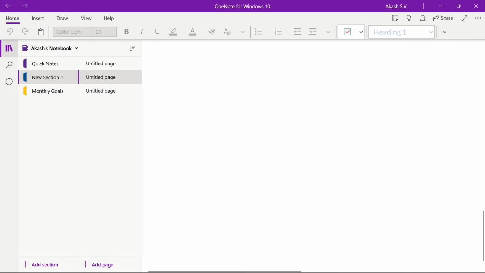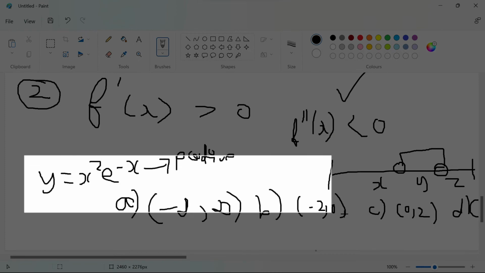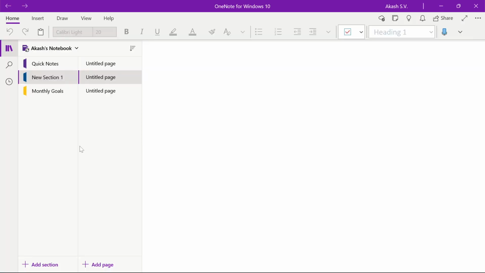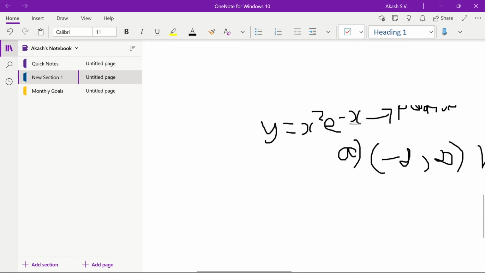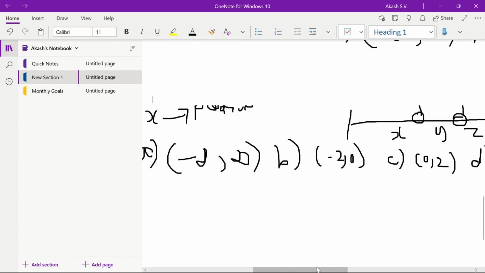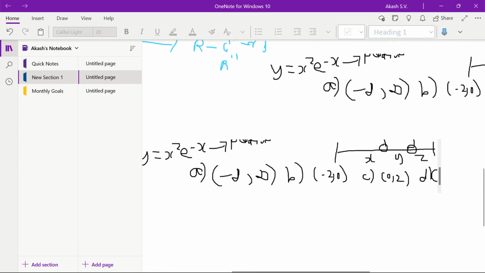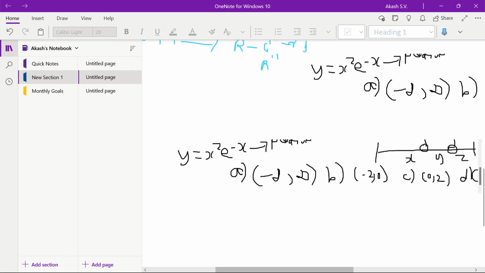Okay, this is the question. Let me take a screen share. Where is it? Let's paste it over here. Okay, this is here. Okay, this is the question, right?